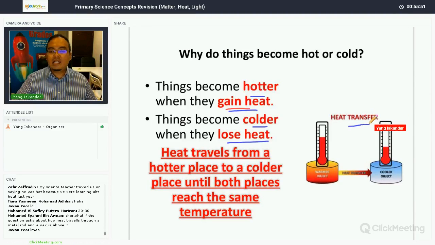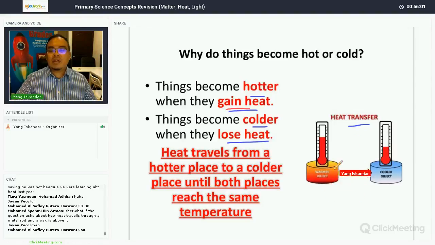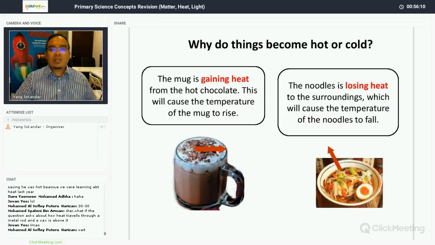So you can see an example here, right? Heat transfer: a warm object will transfer heat to a cooler object. Okay, why? Because of the concept of heat transfer from a region of higher temperature to a region of lower temperature until both reach the same temperature, right? Now, why do things become hot or cold? The mug is gaining heat from the hot chocolate. This will cause the temperature of the mug to rise.